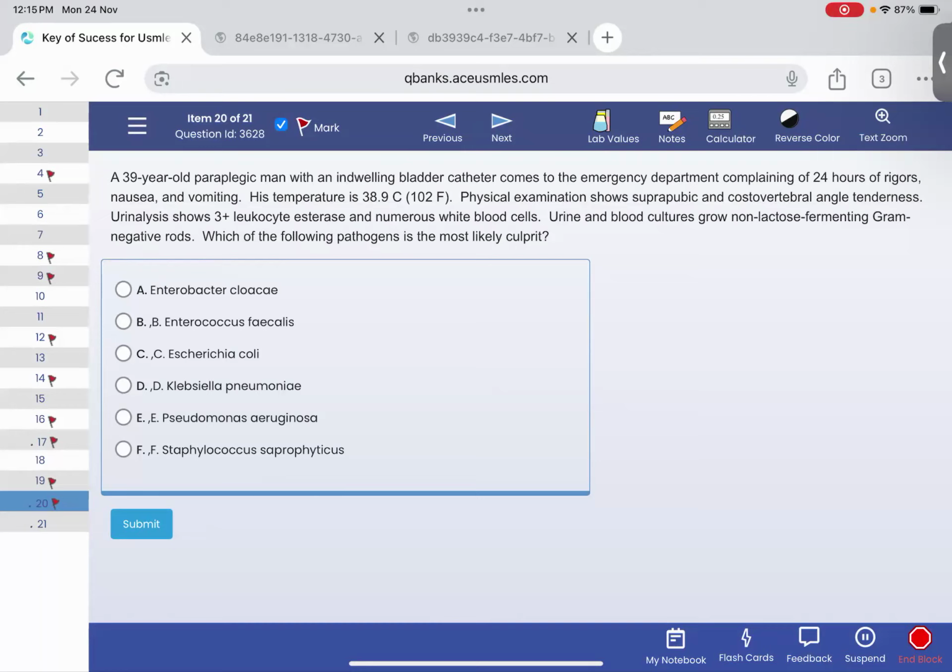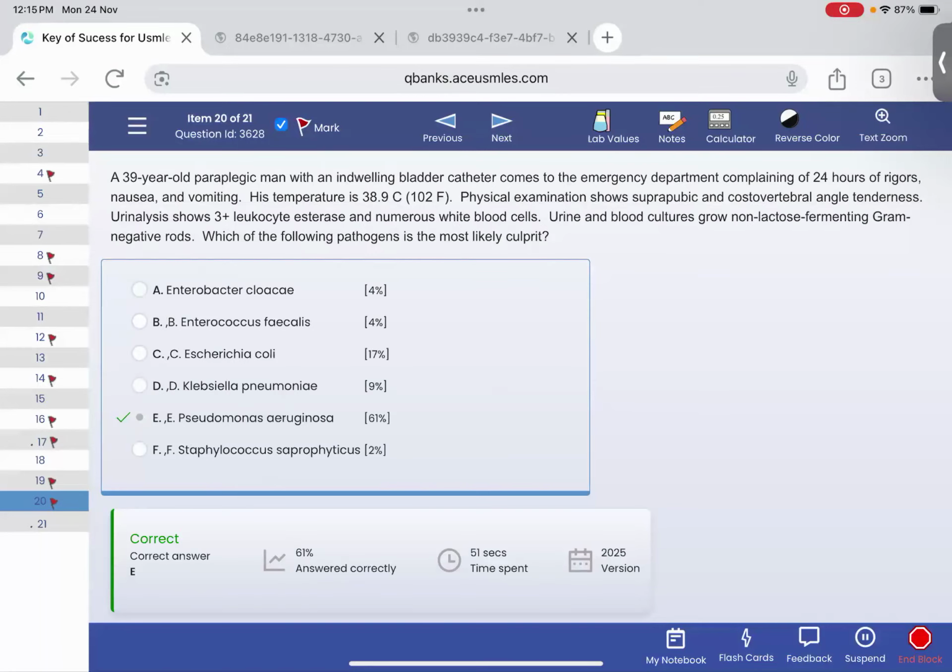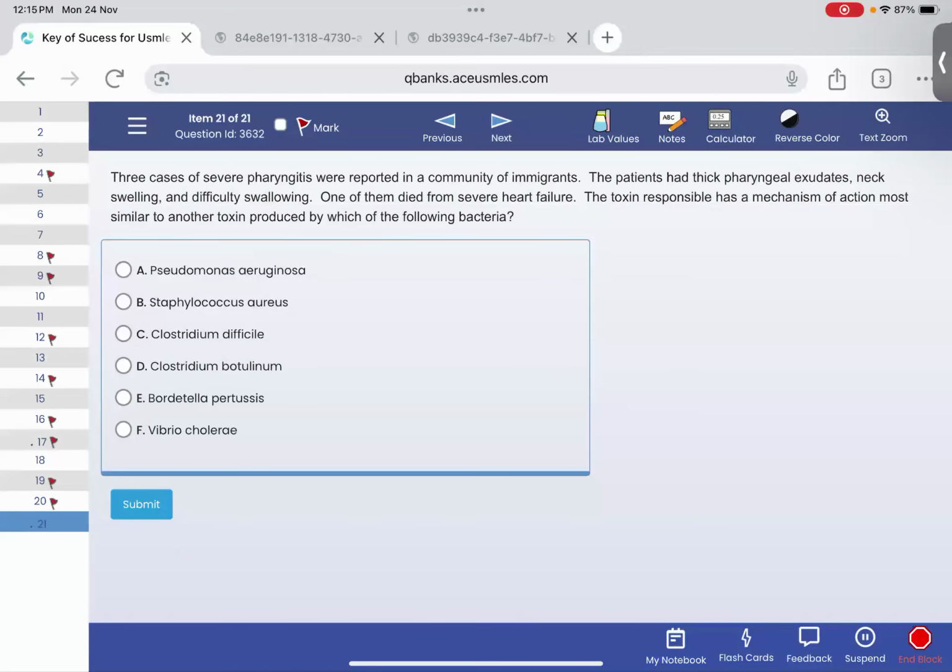Which of the following pathogens is the most likely culprit? The correct option is Pseudomonas aeruginosa. Why is it not E. coli? Because of the characteristics: non-lactose fermenting. E. coli is lactose fermenting. Right? All right, last question.